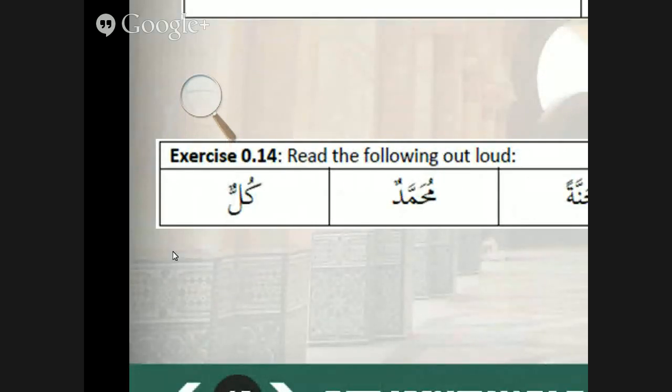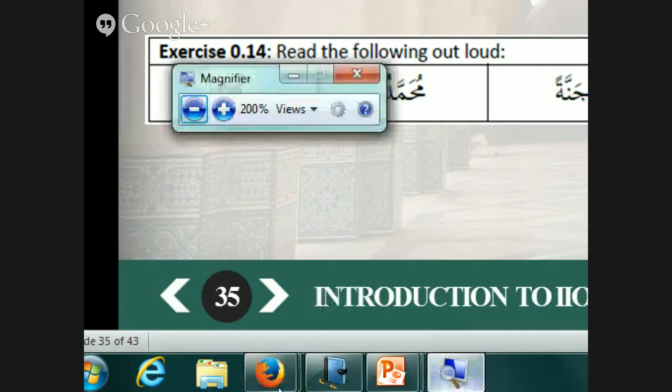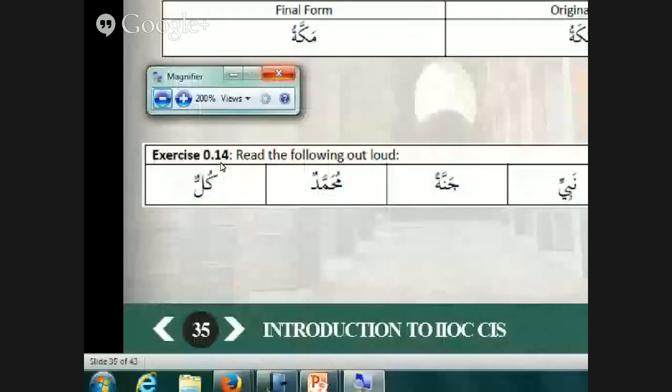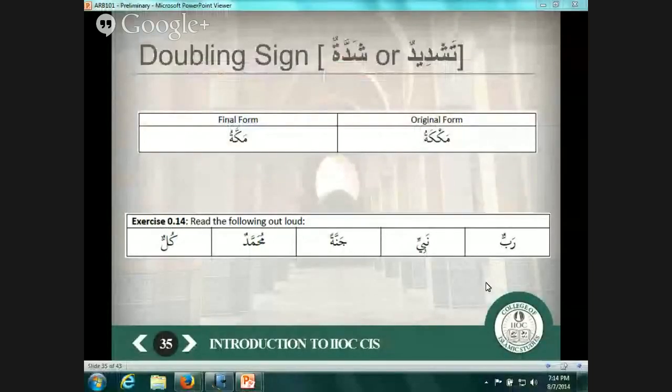Kaf, dhamma, ku. Lam, shadda, dhamma, tanween. Double dhamma. Kullun. Okay, don't worry, you will have a lot of practice with these. So don't worry too much. If you need some more practice, you will get more practice, don't worry. So let's move on. Any questions on the shadda?